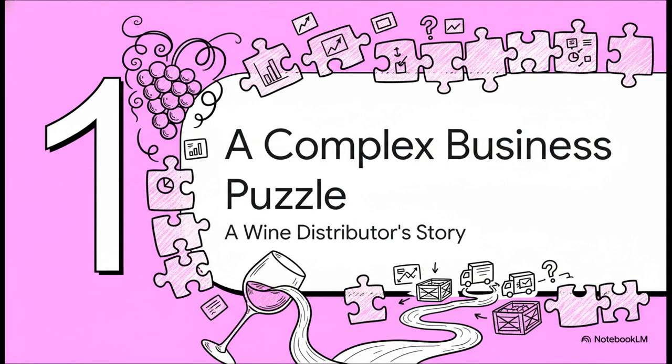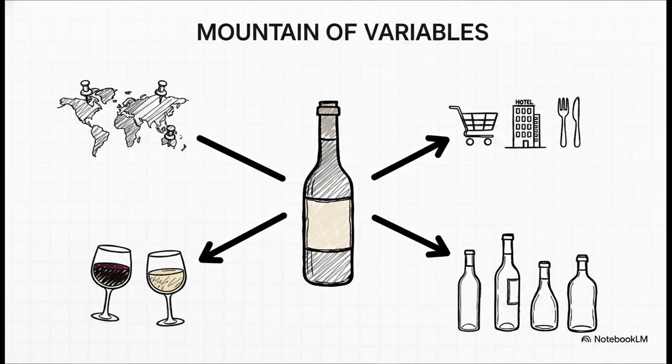Okay, let's kick things off with a story. It's about a wine distribution company, and their problem is just a perfect example of what we're talking about today. And I have a feeling it's going to sound pretty familiar to a lot of you. So this was not some simple little shop. They were juggling a ton of variables.